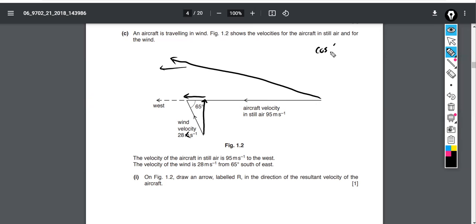So the cosine of 65 degrees is equal to this side adjacent, we'll call that the wind in the x direction, over the hypotenuse, which is 28 meters per second. So you see the hypotenuse of this right triangle.